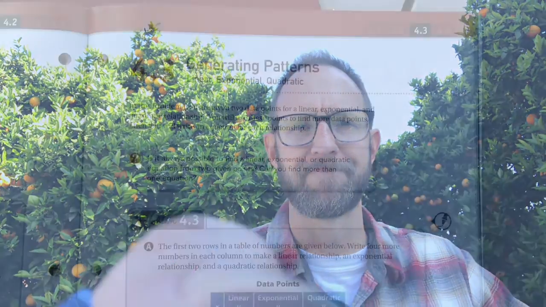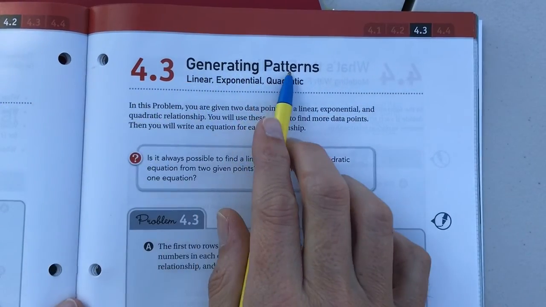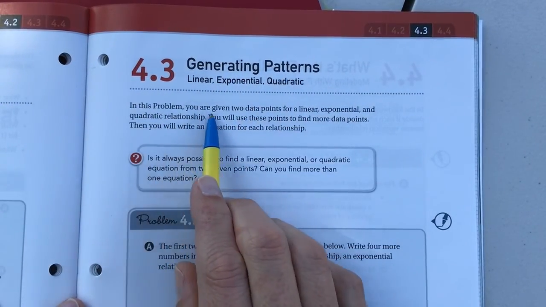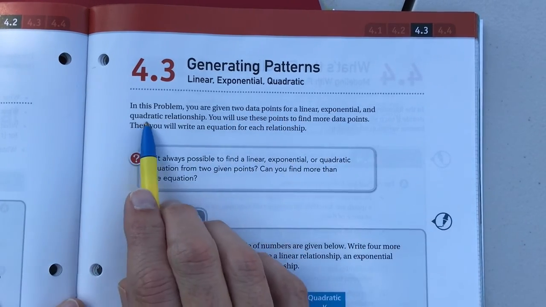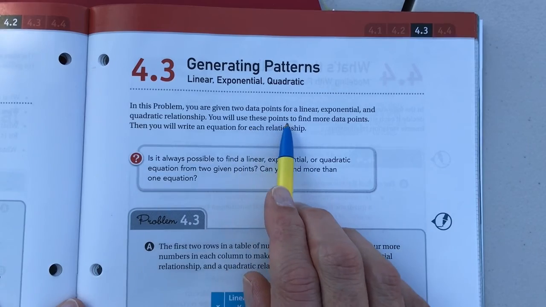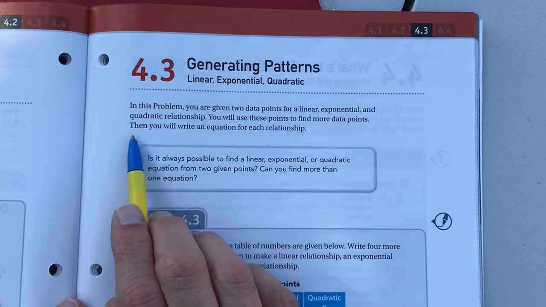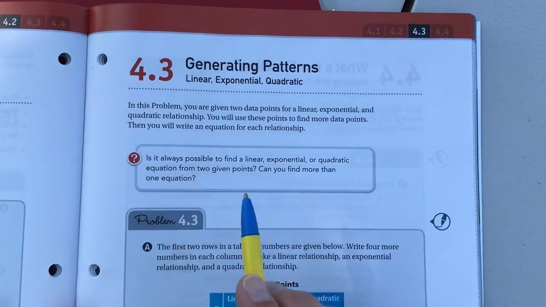We're gonna be looking at problem 4.3, generating patterns, looking at linear, exponential, and quadratic functions. Let's take a look. All right, here it is, generating patterns. In this problem, you are given two data points for linear, exponential, and quadratic relationship. You will use these points to find more data points. Then you will write an equation for each relationship.